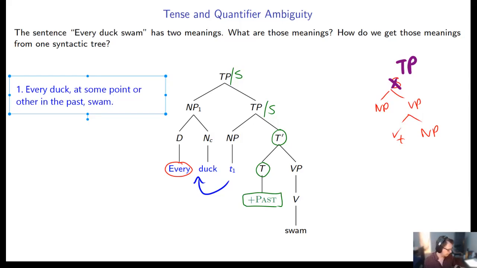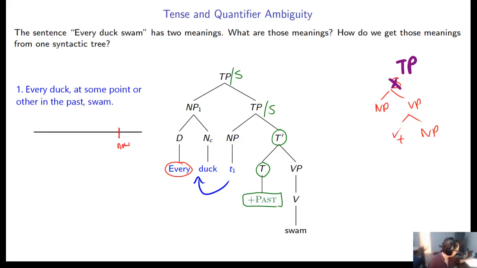So this could mean, let me draw a timeline here. So here's now. This could mean that at this point, this is where duck 1 swam. At this point, this is where duck 2 swam. At this point, this is where duck 3 swam. So every duck swam. That means at some point or other in the past, all of those ducks swam.